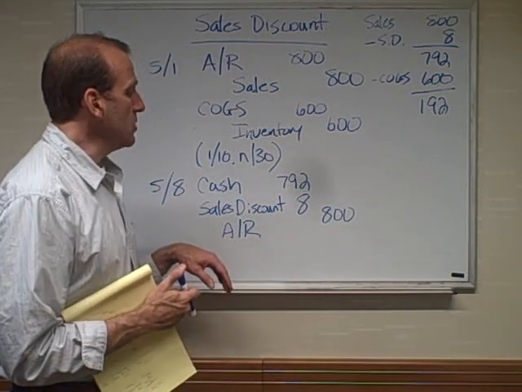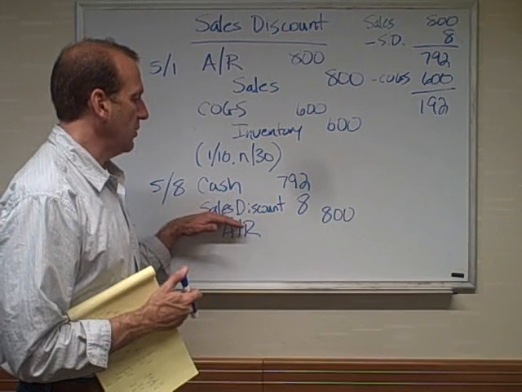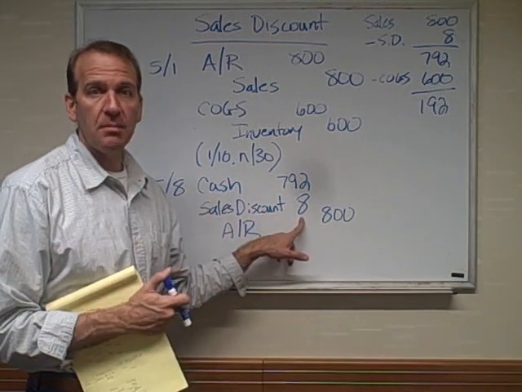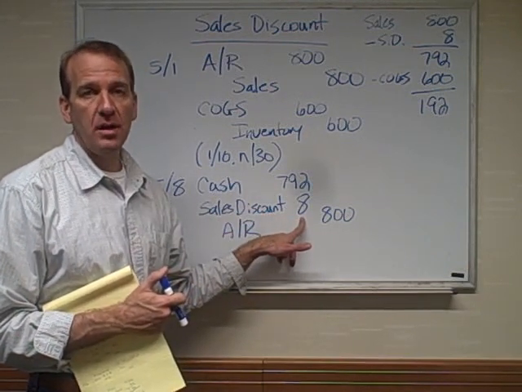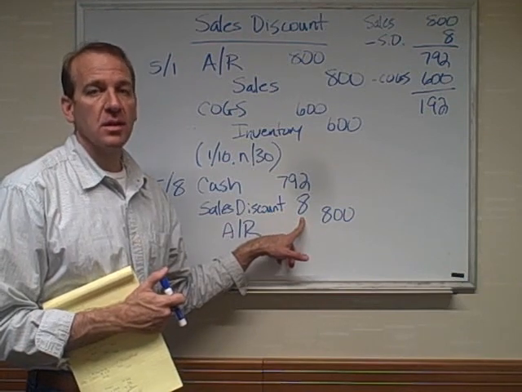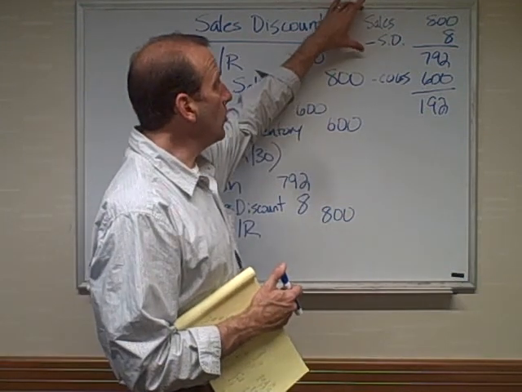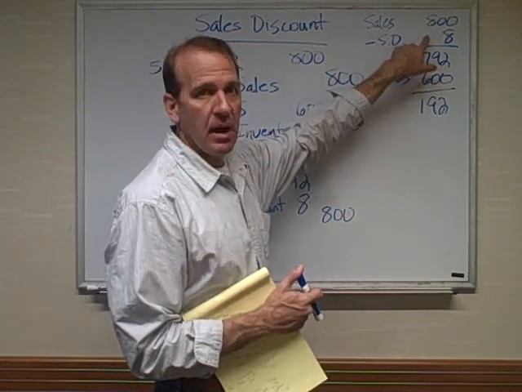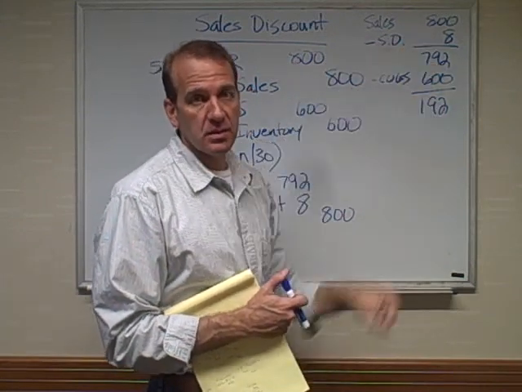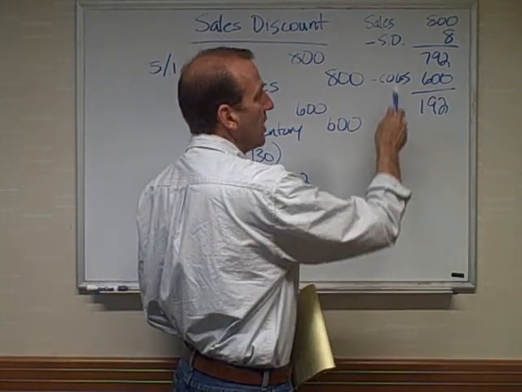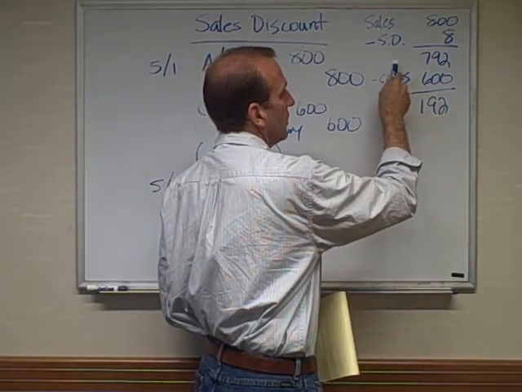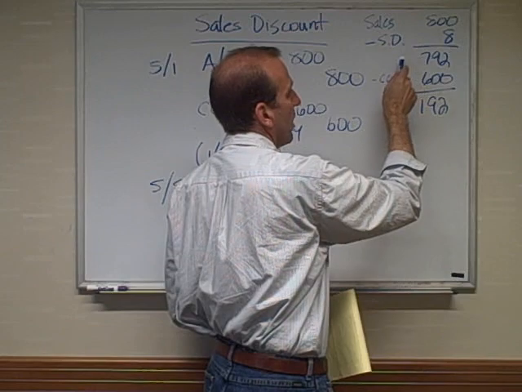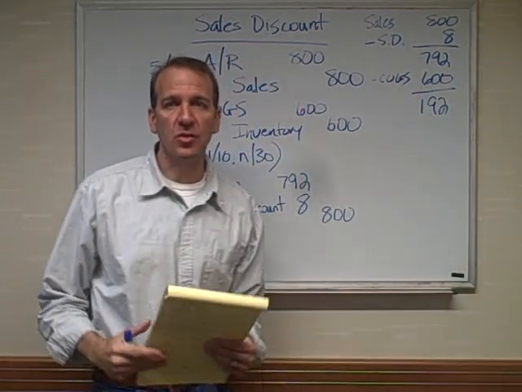Okay, so this sales discount has a debit balance. It is a contra revenue account. It's a contra revenue account. It goes with sales, but sales is a credit balance and the discount is a debit balance because it reduces our sales. So our net sales then would be $792. Our gross sales are $800, our net sales would be $792.